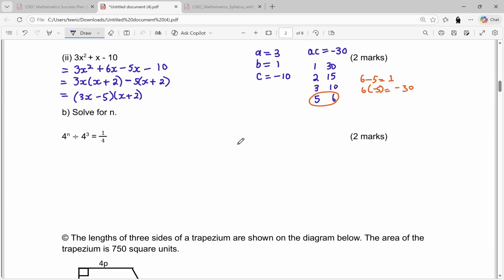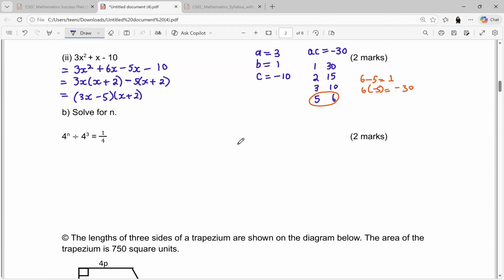Thank you. Anybody knows how to do this question? 4 to the power of n divided by 4 to the power of 3 is equal to a quarter. Anybody knows how to even approach it? Yeah, miss, me. How you do it?